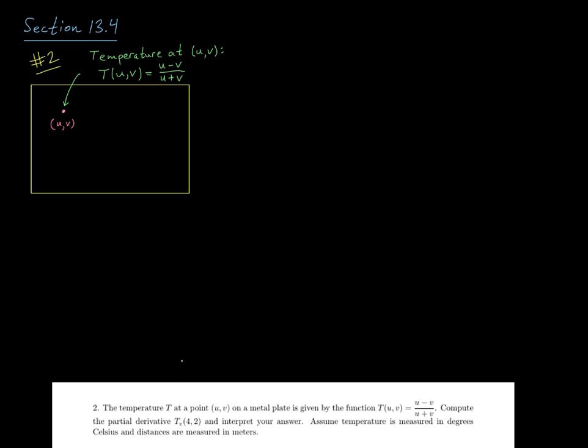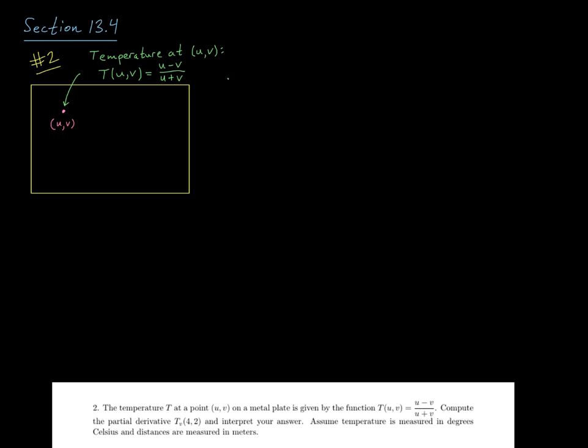Okay, so one comment just to begin, when I see that subscript with the v, what we said in the last video is that that subscript is telling us to differentiate our temperature function T with respect to v, and then we're going to evaluate that derivative at the point (4, 2). So here is our setup, right? If I'm at the location (u, v) in my metal plate, the temperature at that location is just given by my temperature function.